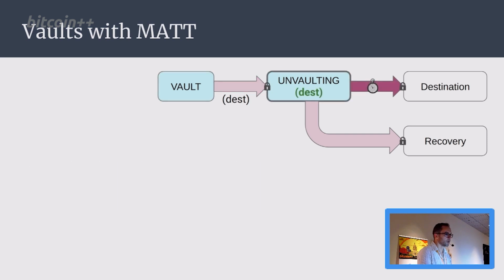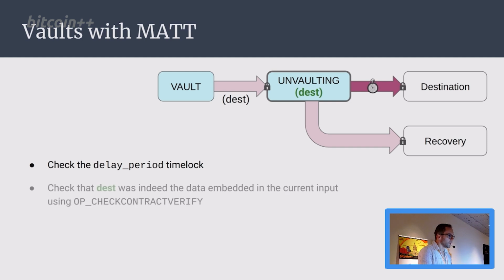And so now how does the unvaulting contract look like? We have these two spending paths. And so the first spending path is that, well, we want to go to the destination that we claimed before. And so we can check the time lock that we can do with, depending what time lock it is, check lock time verify or check sequence verify. That's a standard time lock like we use in miniscript or on Lightning. And the other thing that we want to check is that, well, the destination needs to be exactly what was embedded in this data. And in the demo, I used that.